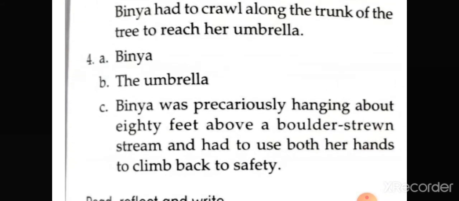She could not crawl back with it in her hands. This is the extract. Question number 1 is, who is the narrator speaking about in this line? Second question is, what is the person holding? So the person is holding the umbrella. Third question is, why could the person not crawl back with it in her hands? Binya was precariously hanging about 80 feet above a boulder-strewn stream and had to use both her hands to climb back to safety.